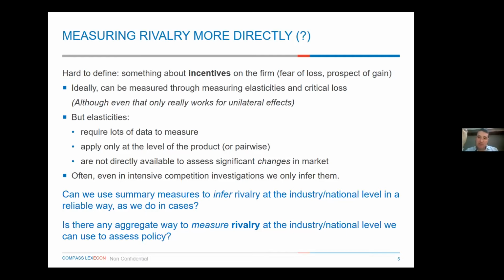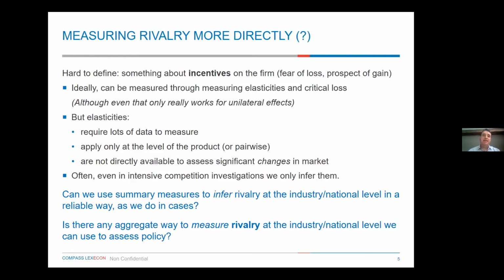But elasticities probably don't give us much of an easy route into finding a good solution to measuring competition at the policy level. They require lots of data. They really only work at the product level, or conceivably at the level of the firm. There are some indicators, as we'll hear, that have to do with effectively the residual demand that faces the firm. But in general, these things are difficult to measure, and frankly, even in intensive competition investigations, we really only infer them. So can we use summary measures to infer rivalry at the industry and national level, like we do in the cases? And is there any aggregate way somehow to measure rivalry?